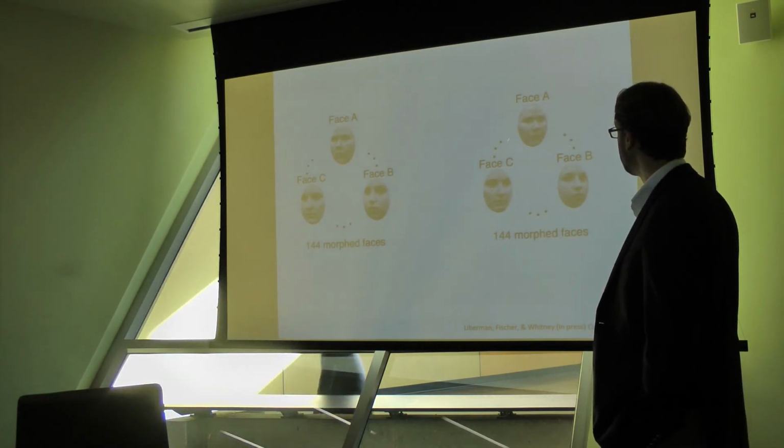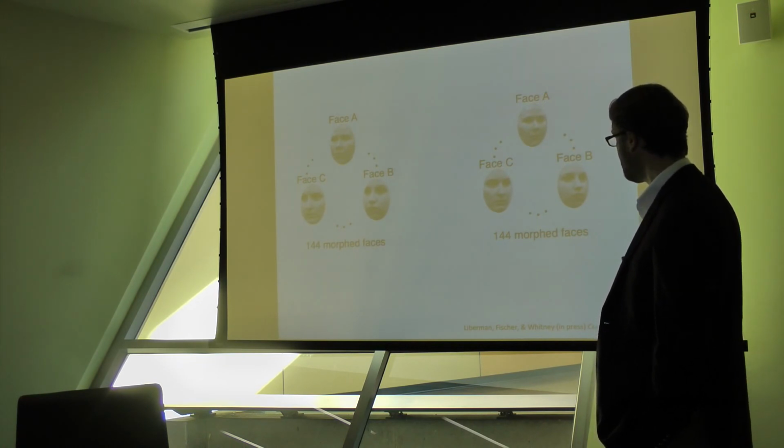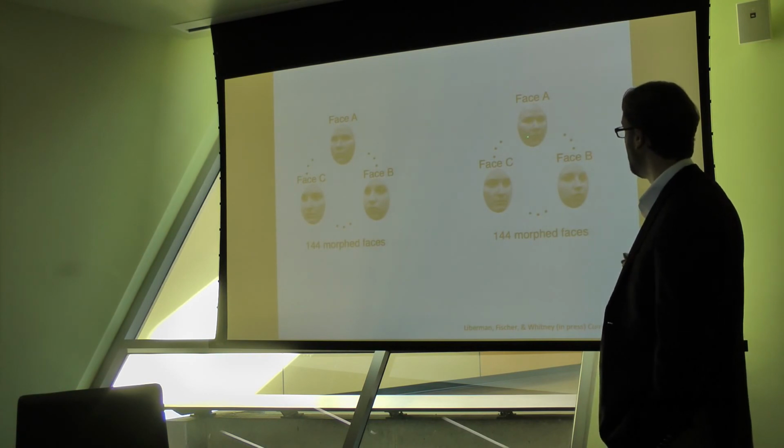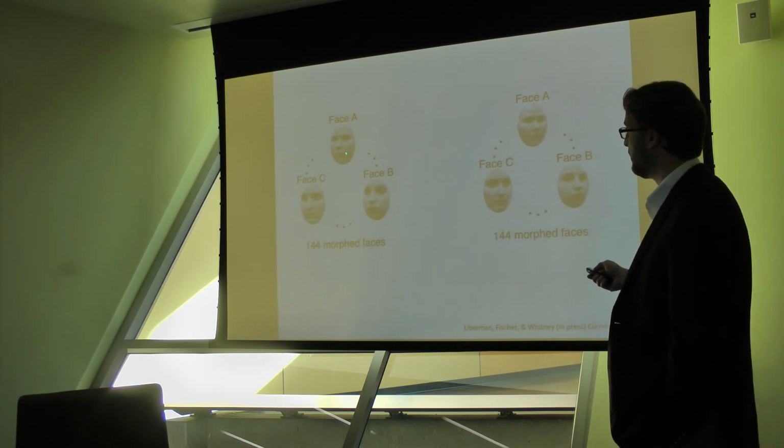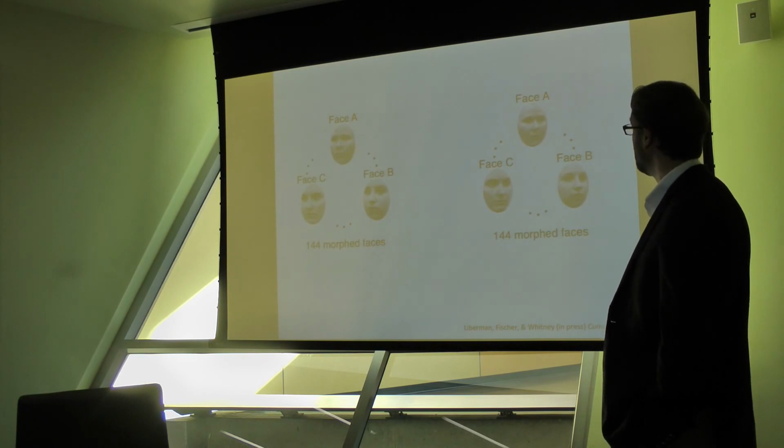So the faces were, just like before, on the morph wheel, but they were oriented differently. So she had a morph wheel of faces facing rightward and a wheel of faces facing leftward. These are individual people that are not mirror flipped. This is not an image that I've mirror flipped here.